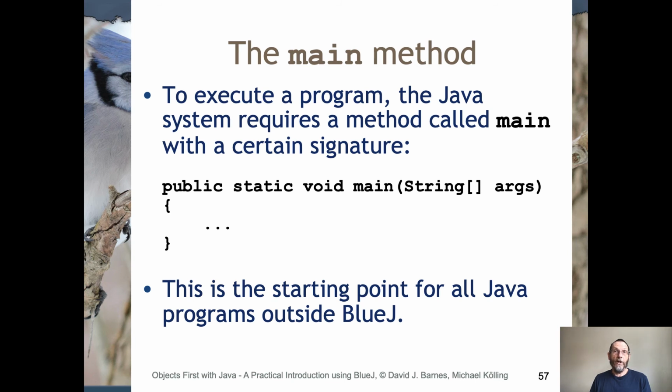So if we want to run a program, we have to create a class with a static main method that looks like this, and then inside the body of the method we define all the steps required to get the program up and running. So this is the starting point for all Java programs.